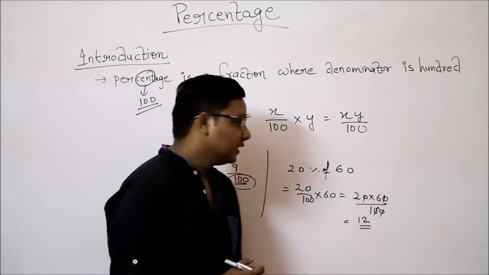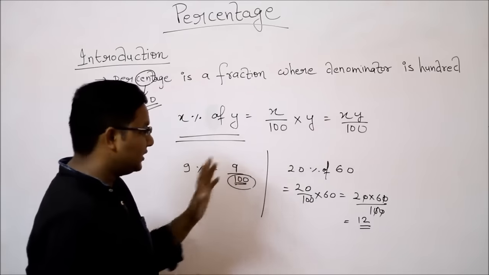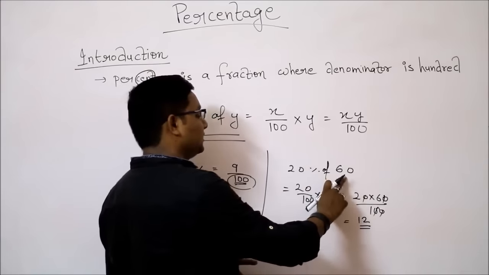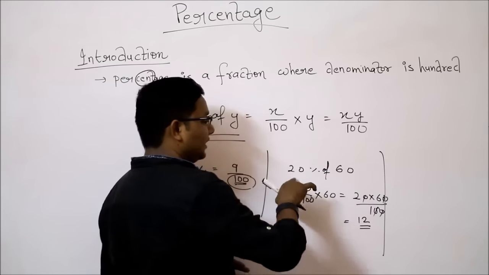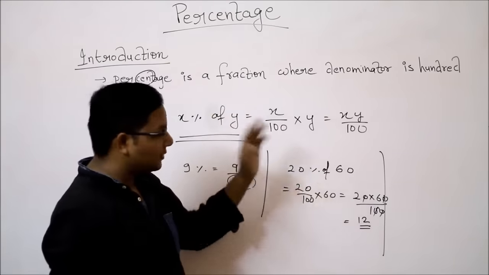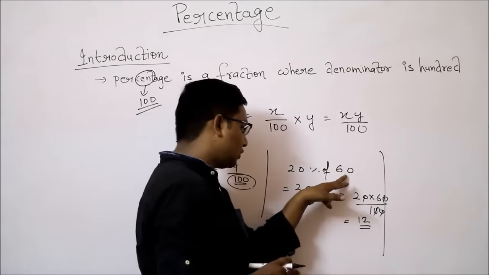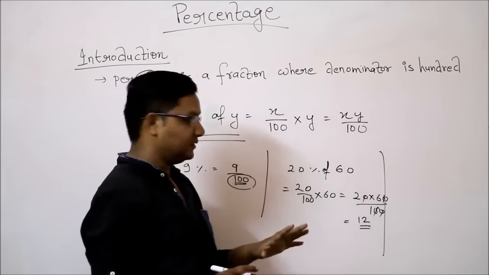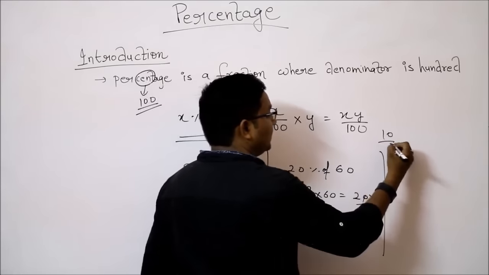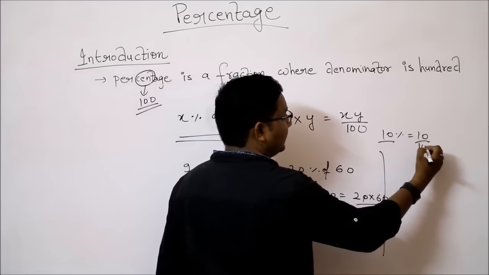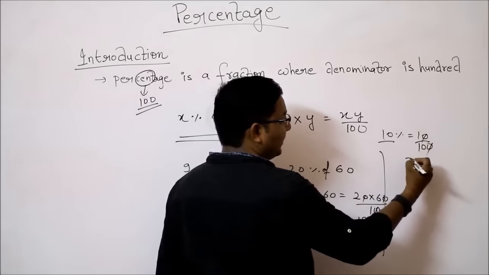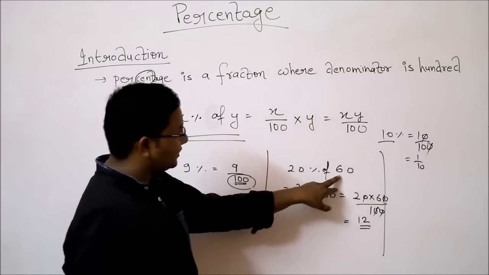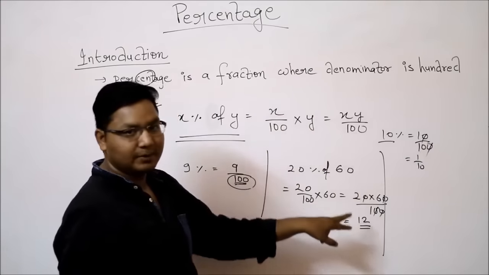Now I will tell you how to calculate percentage in an easy way, how to look at a percentage question. For 20% of 60, first see what 10% of that number is. 10% of any number is the number divided by 10, because 10% is 10 by 100, the zero cancels, so it is 1 by 10. So 10% of 60 is 60 divided by 10, that is 6.